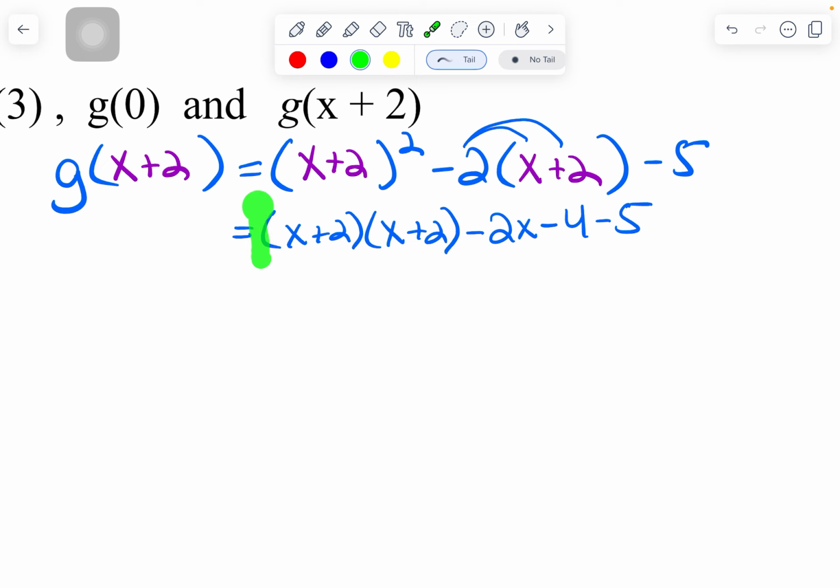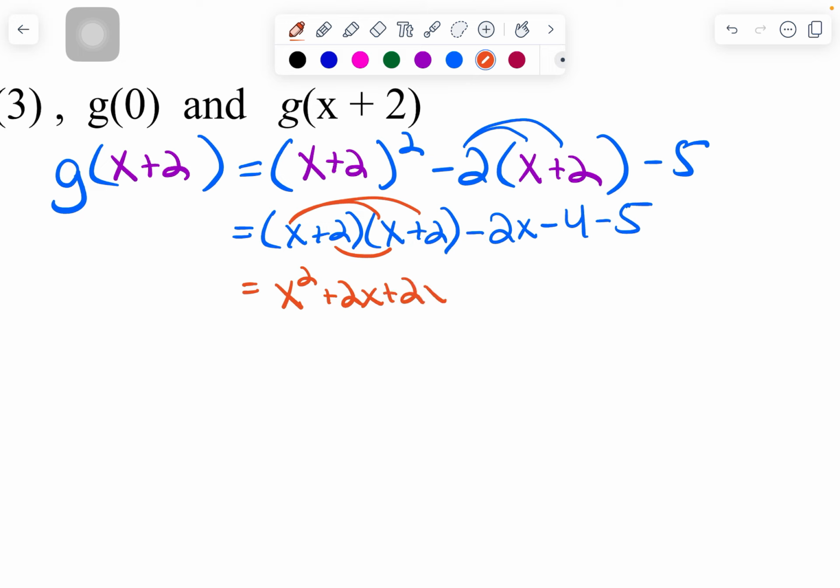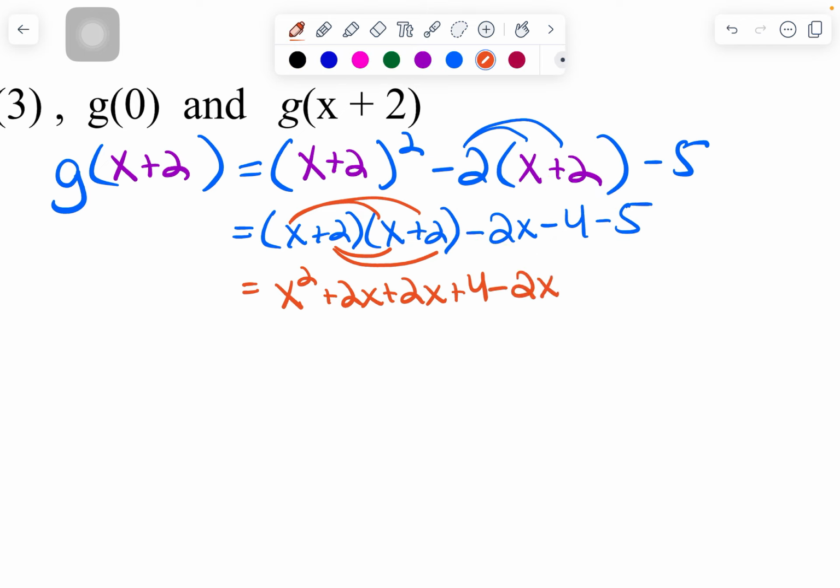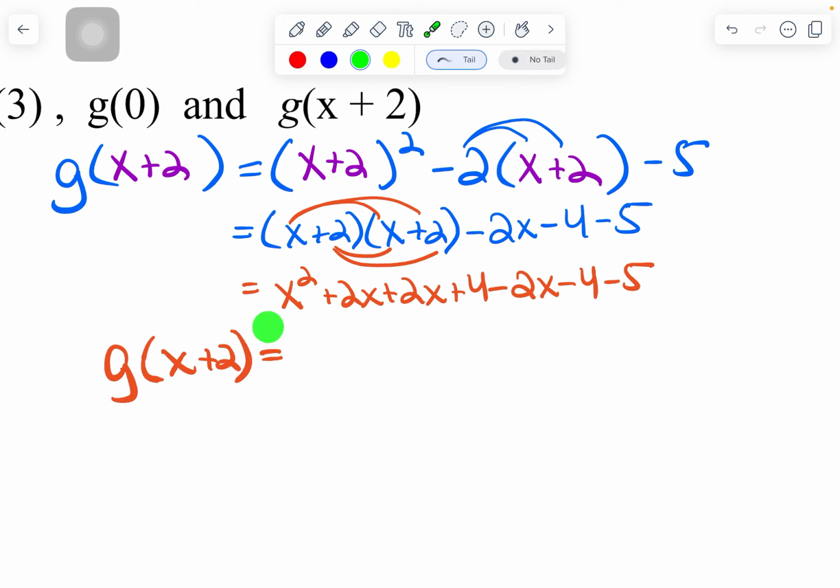But then I need to do distributive property for this first set here. So x plus 2 times x plus 2, full distributive property. So x times x, x times 2, 2 times x, and 2 times 2, so that's plus 4. These other terms, I'm just going to go ahead and write them down for right now. So minus 2x, minus 4, and then minus 5. After all this fun work, g of x plus 2, what I'm going to be looking for out of this mess are any of the like terms that I have. So x squared is like to nothing else.